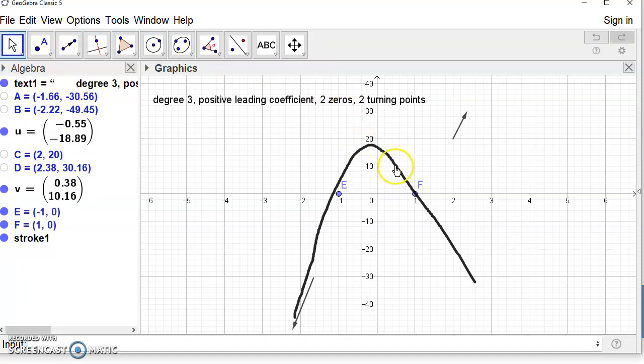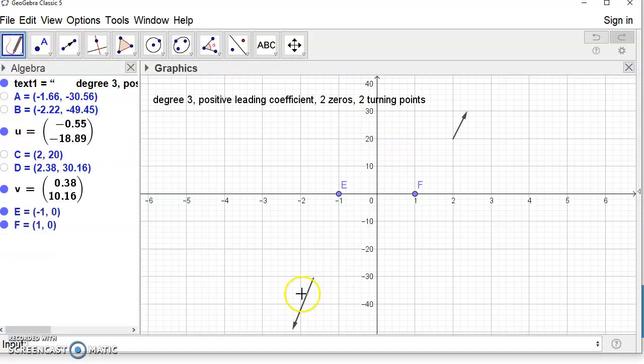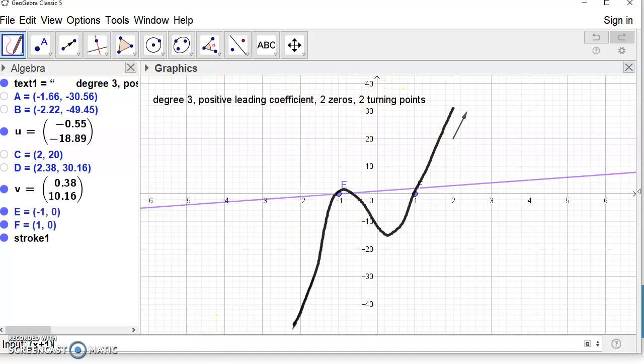Okay, the solution is, much like it was earlier today, to create a bounce in one of these, either one of these options. So let's say we bounce off E. Okay, that would work. I now have 2 turning points, and everything is consistent with a degree 3 positive leading coefficient, 2 zeros, 2 turning point option. A good equation for this might be something like x plus 1 squared times x minus 1.